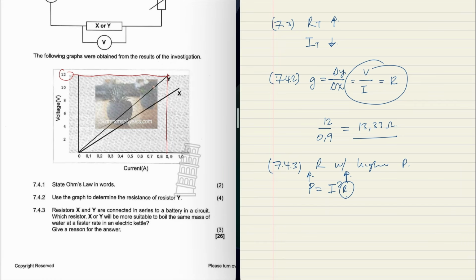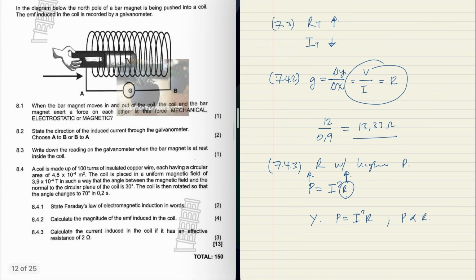So here we're going to answer that Y would be more suitable because P is equal to I squared R. Since they're in series, we're using this formula. And then the higher the resistance, power is going to be directly proportional to resistance. So Y is more suitable.